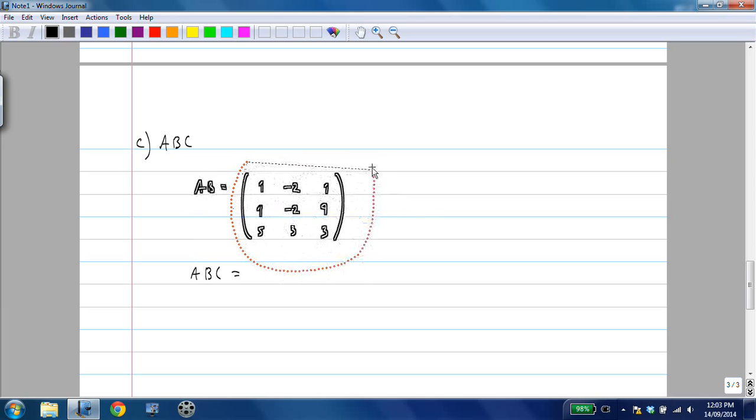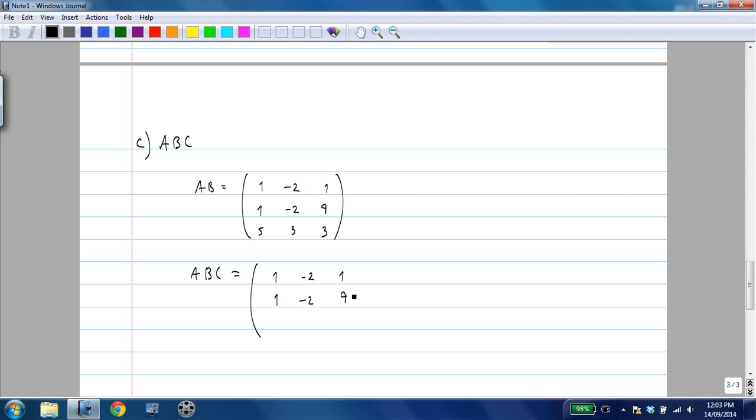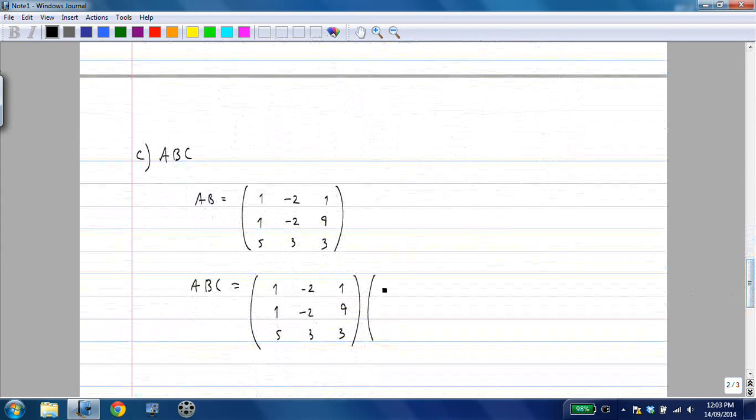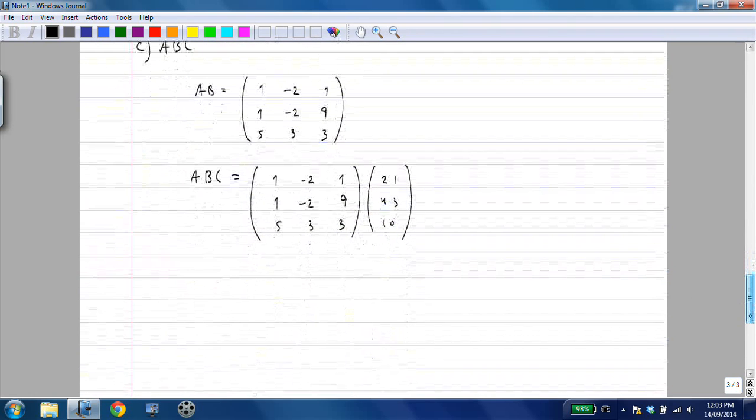Okay, so it's just this matrix here, multiplied by the matrix here. So we have 2, 1, 4, 3, 1, 0, multiplied by that matrix there. And when you work this out, again we'll get a 3 by 2 matrix.